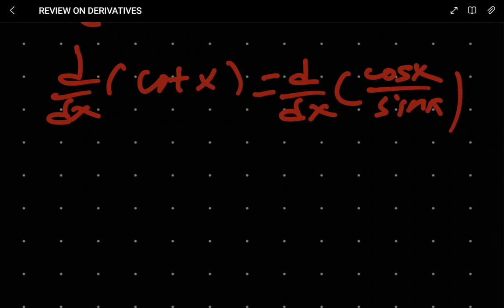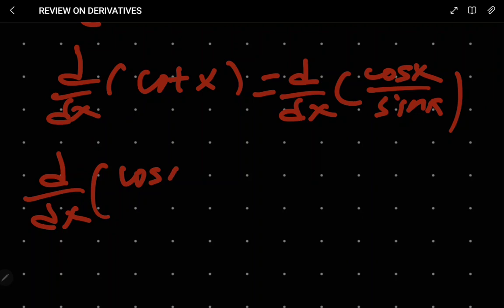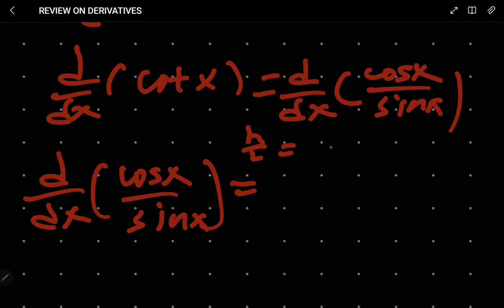So you are looking for d/dx of cos x over sine x. Don't forget the rule: h over l, where h is a function and l is a function, is h derivative times l minus l derivative times h, over l squared. That's pretty easy. So d/dx of cos x over sine x is equal to the derivative of cos x, which is minus sine x.